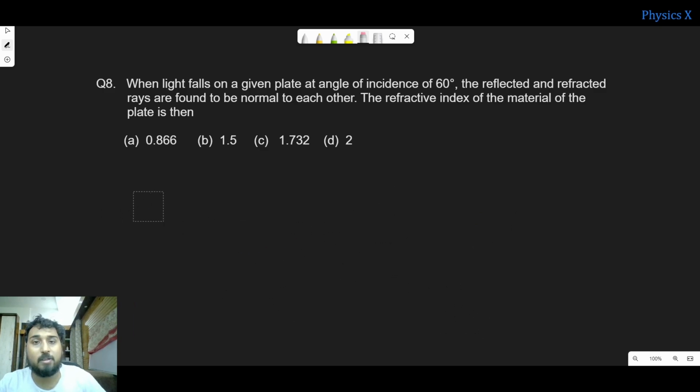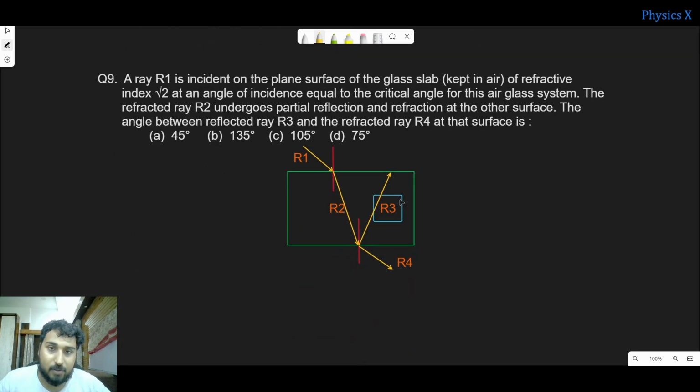Now let us move to the next question. A ray R1 is incident on the plane surface of a glass slab kept in air of refractive index root 2, at an angle of incidence equal to the critical angle for this air-glass system.